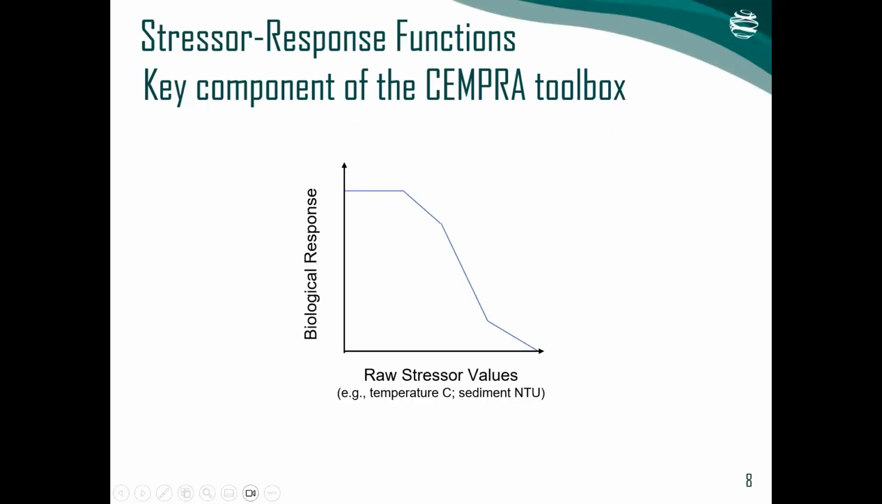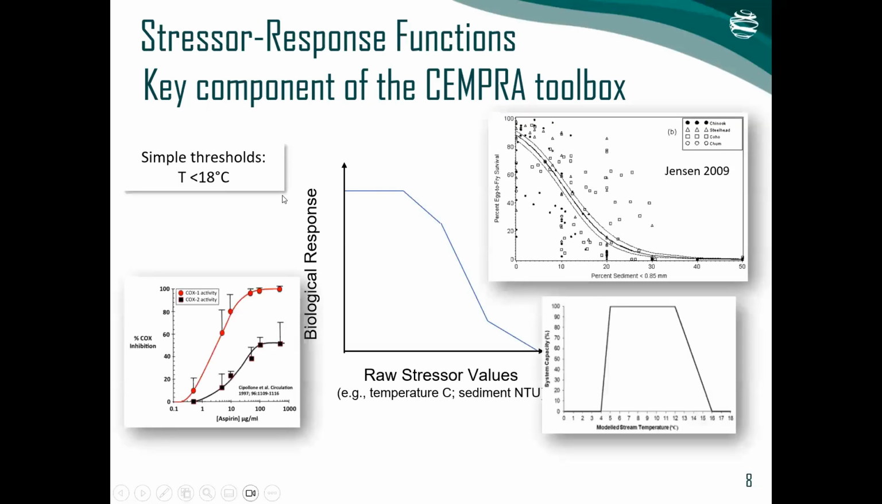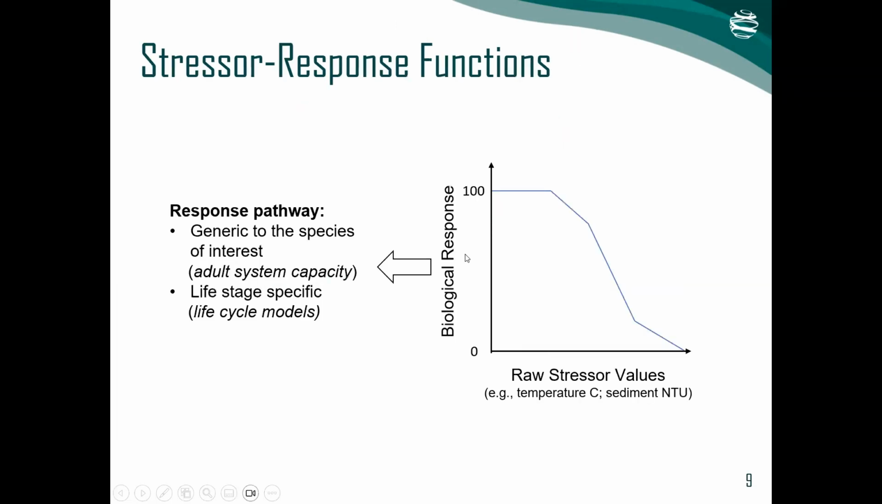So here we have our standard template of a stressor response relationship with the raw stressor values on the x-axis and the biological response on the y-axis. Numerous examples of stressor response relationships can be found in the literature. These may include simple threshold values, a functional curve or response, or minimum and maximum bookends, potentially with some curve on the relationship.